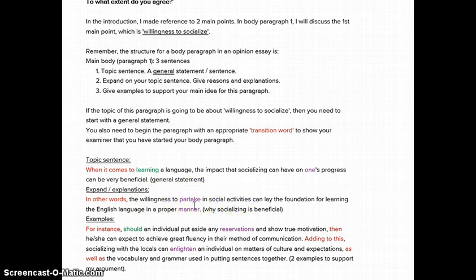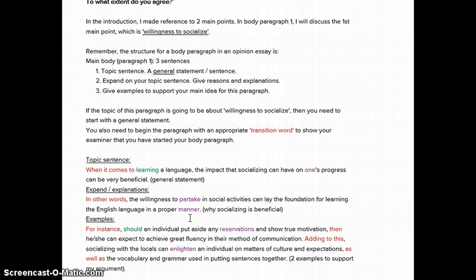Partake is a word instead of using take part. Instead of saying take part or participate, I've used a more academic word, which is partake. The willingness, wanting to participate in social activities can lay the foundation. That means it can create the first step or the foundation for learning the English language in a very effective way. Manner, method, way, all of them have the same meaning.